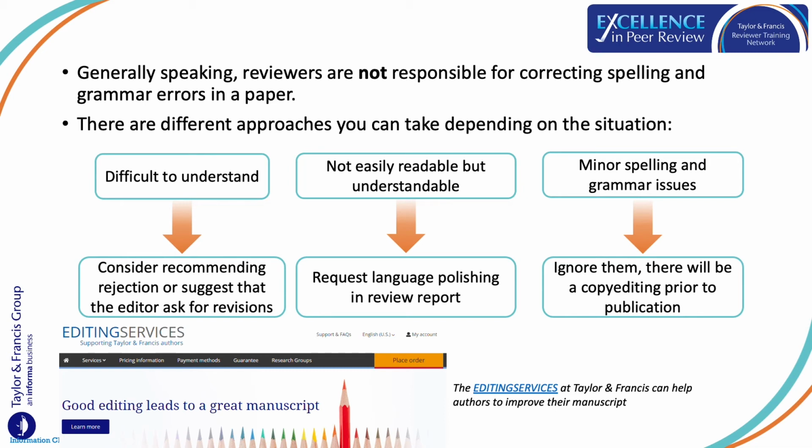The worst situation is that after you read the manuscript, you find that it's difficult to understand due to the language or quality of presentation. This situation should be unusual, as journal editors will usually have addressed serious issues with the authors before peer review. In this case, you could consider recommending rejection or suggest that the editor ask for revisions before further review takes place.